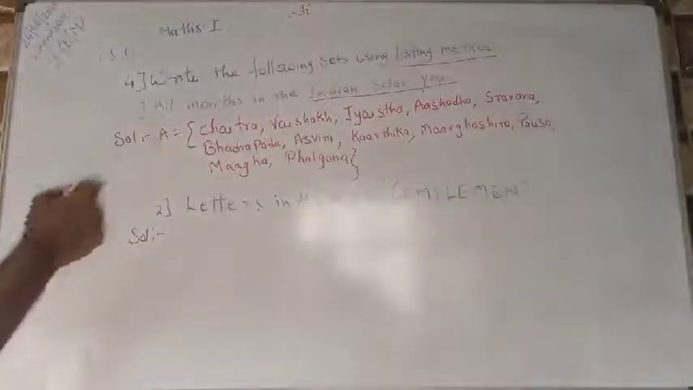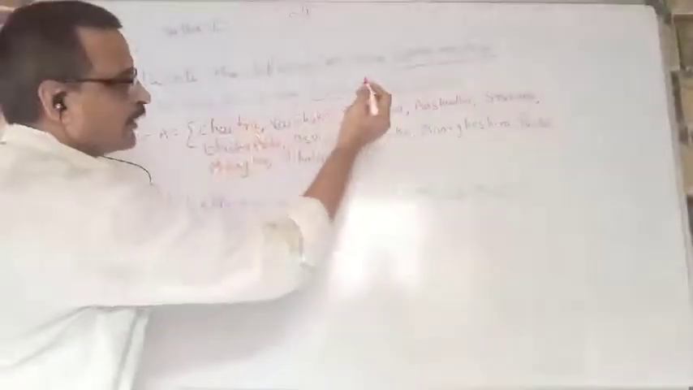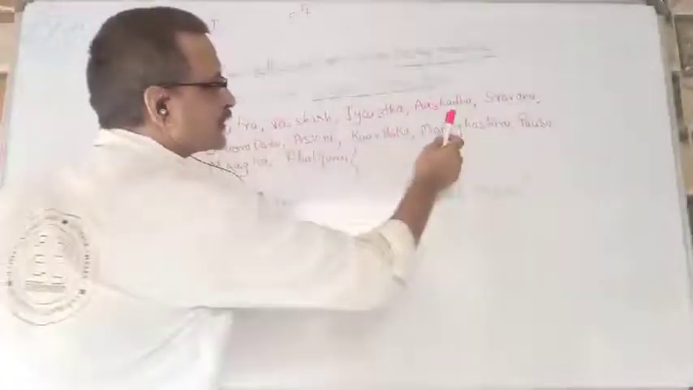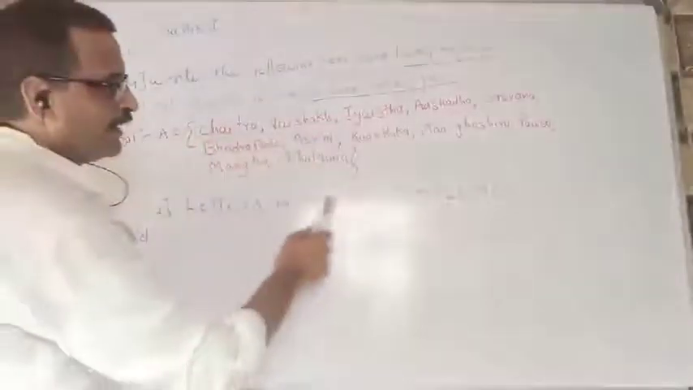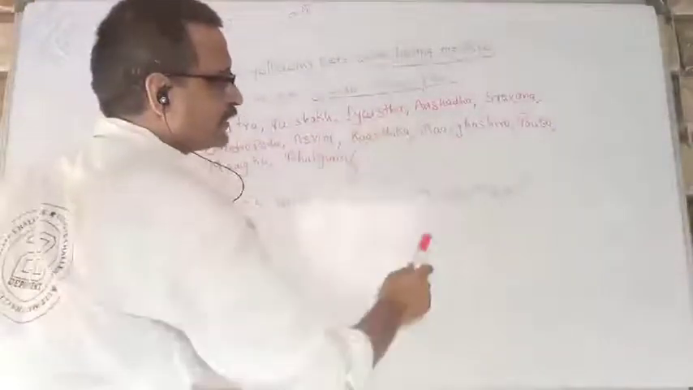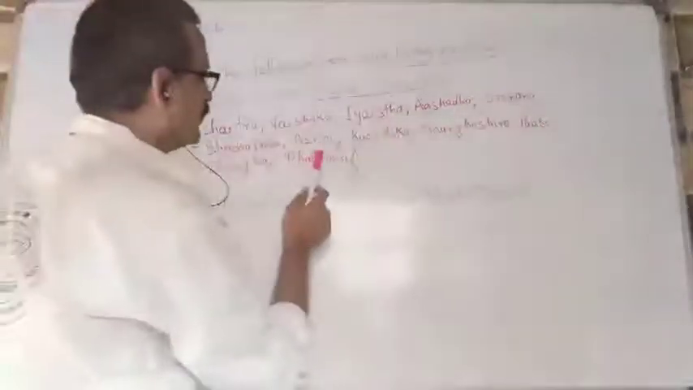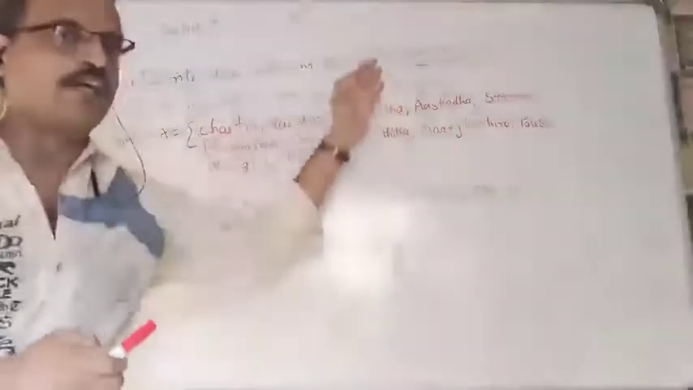The listing method we write: A equals, in brackets, Chaitra, Vaishakh, Jyeshta, Ashad, Shravan, Bhadrapad, Ashwini, Kartika, Margashish, Paus, Magh, Phagun. These 12 months are our Indian solar year.